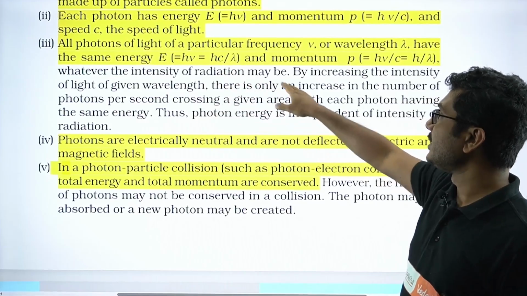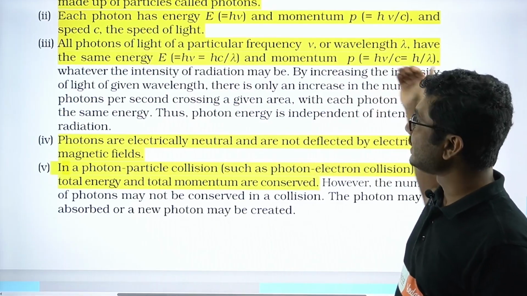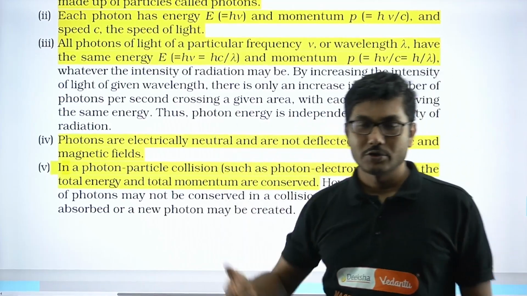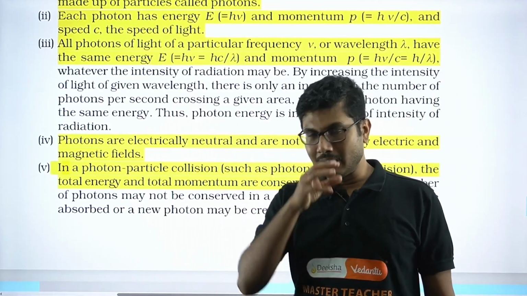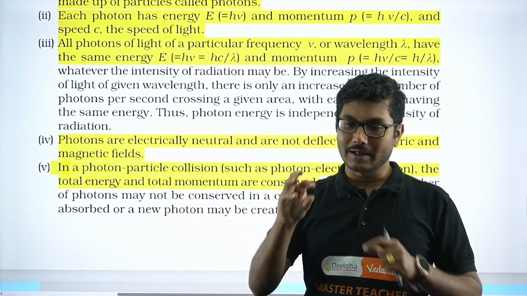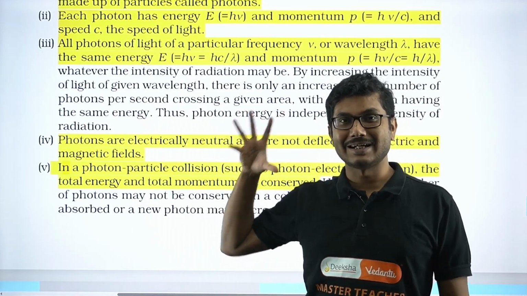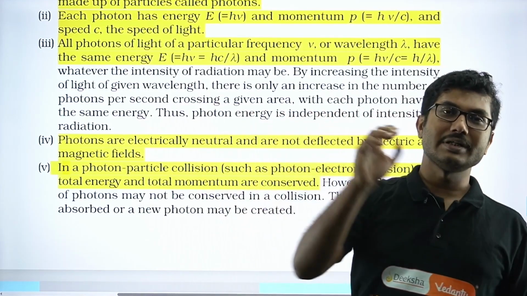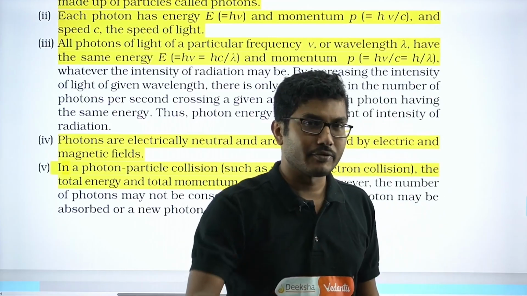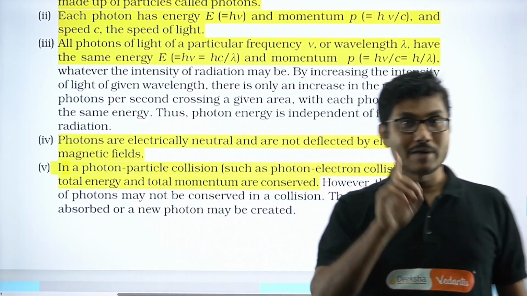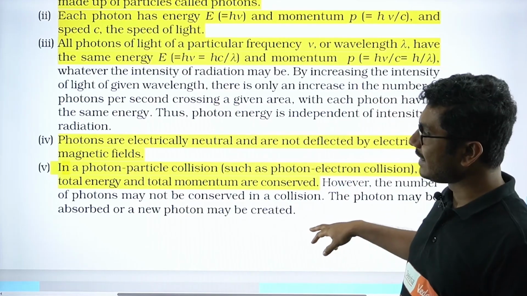So whatever the intensity of the light may be, by increasing the intensity of the light of a given wavelength, there is only an increase in the number of photons. Suppose at intensity 1 only one photon is coming. Now at intensity 100, you have increased the number of photons, that is 100 photons, but each photon will have the same energy as the one photon. So that is very interesting.